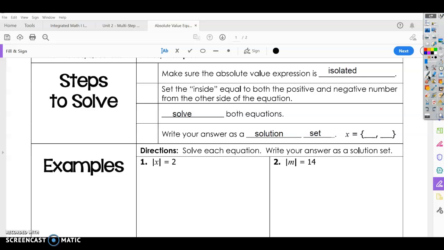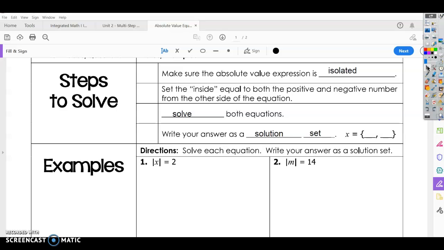Set the inside equal to both the positive and negative number from the other side of the equation. Solve both sides. Write an answer as a solution set. So you're going to write it as a solution set here, or your solution set, if you'll have 2 answers since you had 2 equations. So you're going to have your solutions in your solution set. So let's look at what that looks like here.